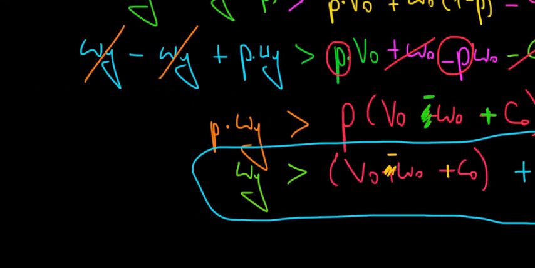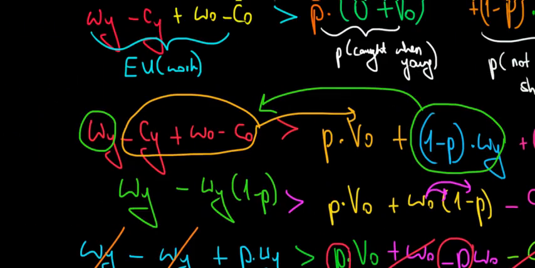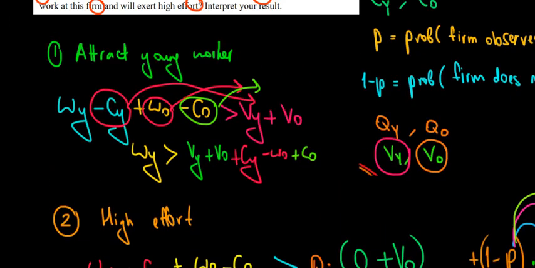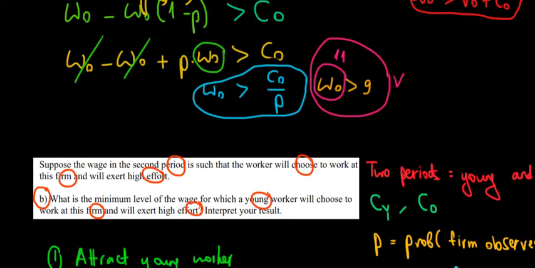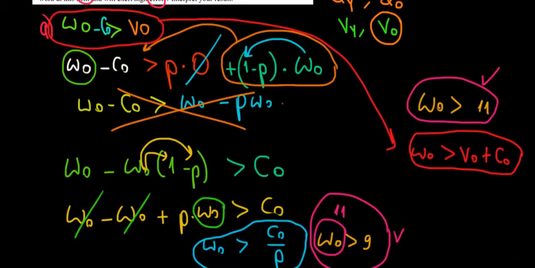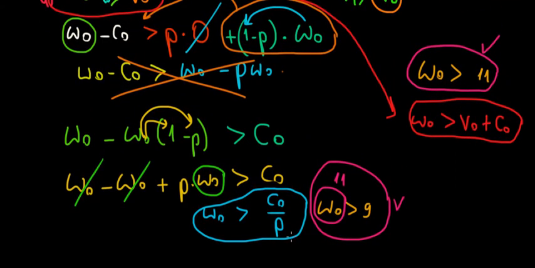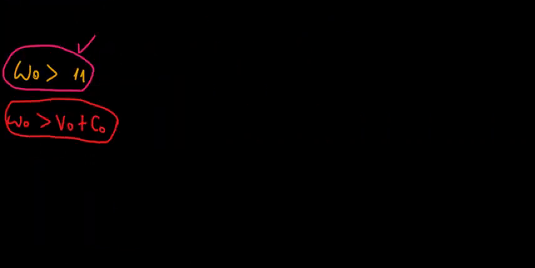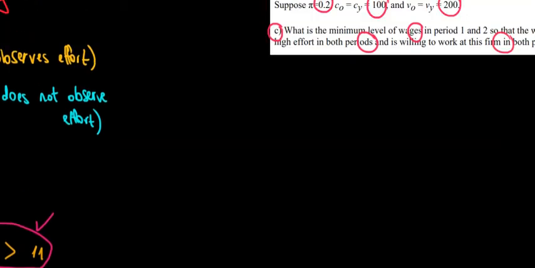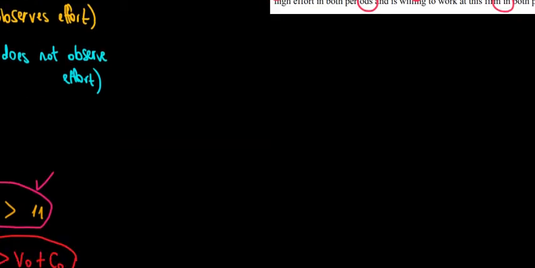Now with that said, we can go on. What do we need now? We need to know what's going to be the wage of the old worker, right? How to pay the old worker. Well, we know that for the old worker we have these constraints, which is going to be the bigger wage between the two constraints, between CO divided by P and VO plus CO. So let's write them over here. Where are we? We're over here on the top, I think. Yes.